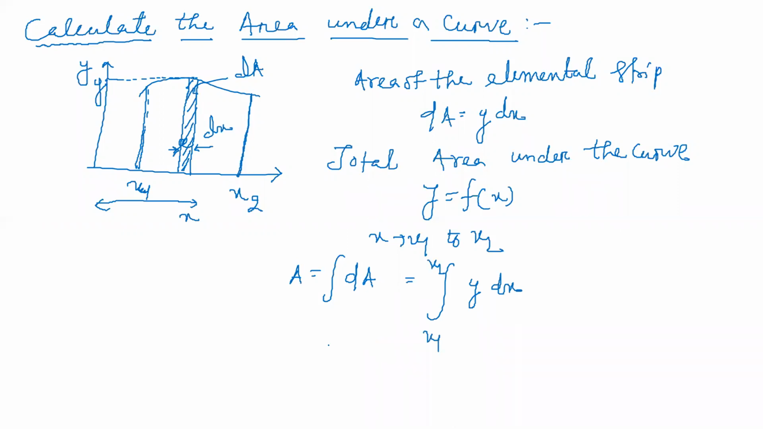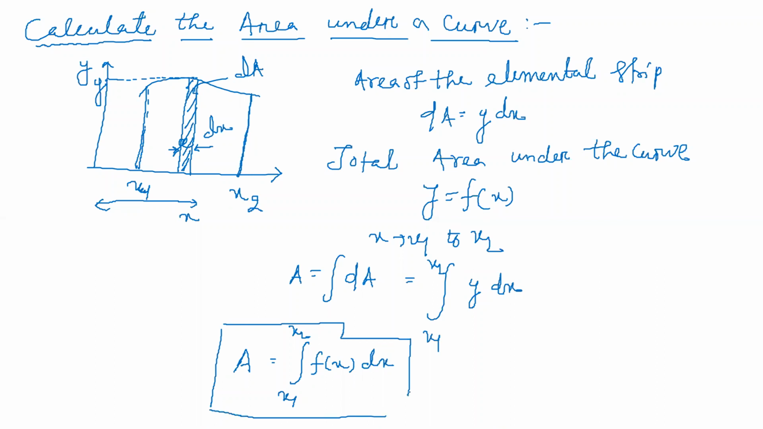Correct? So students, if I want to find the area, then finally I can write it like this: area is equal to the integration of f of x, where y is equal to f of x, whatever the function may be, from x1 to x2. This f of x is the equation of the curve. The equation of the curve, how it depends on x or y, and the limits will be given. By applying that, we'll see how to do it.